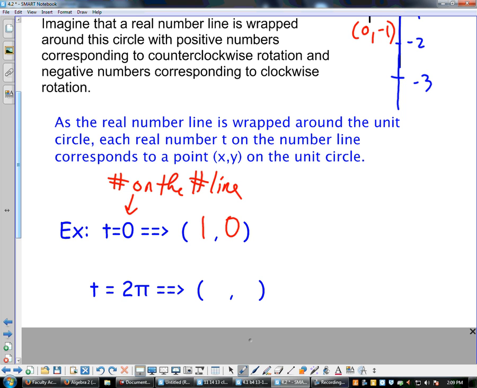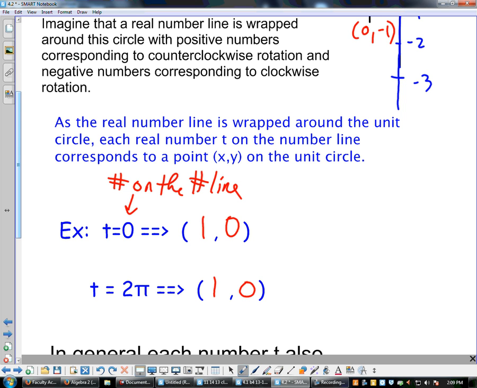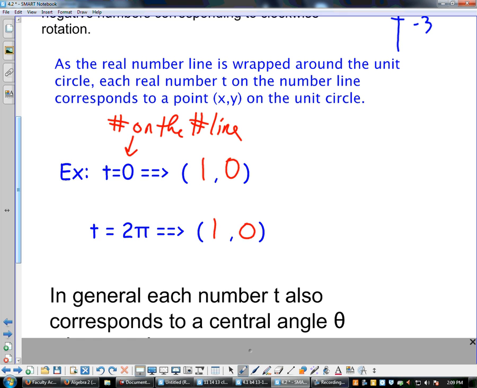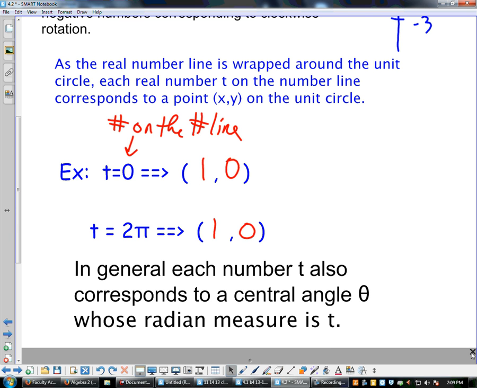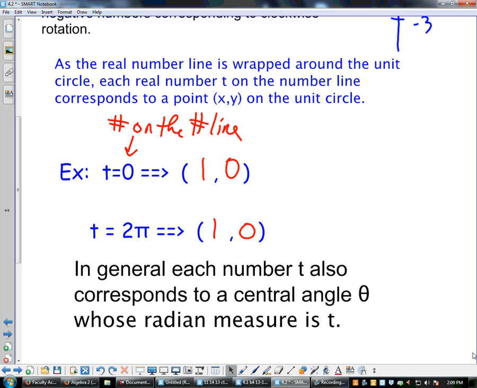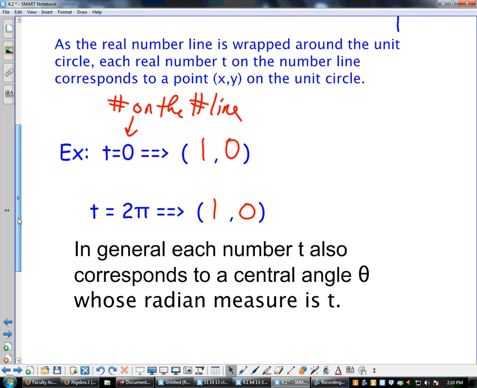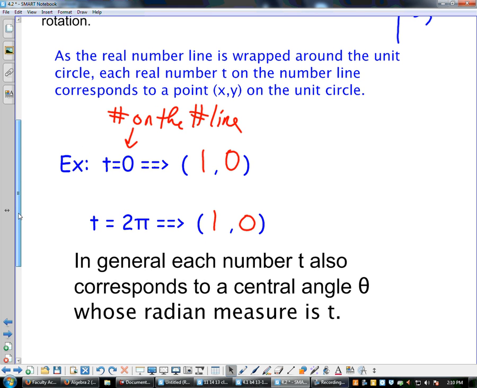1, 0 again, right? It's going to wrap all the way around to 1, 0 again. In general, each real number t on the number line is going to correspond to a central angle theta whose radian measure is also t.